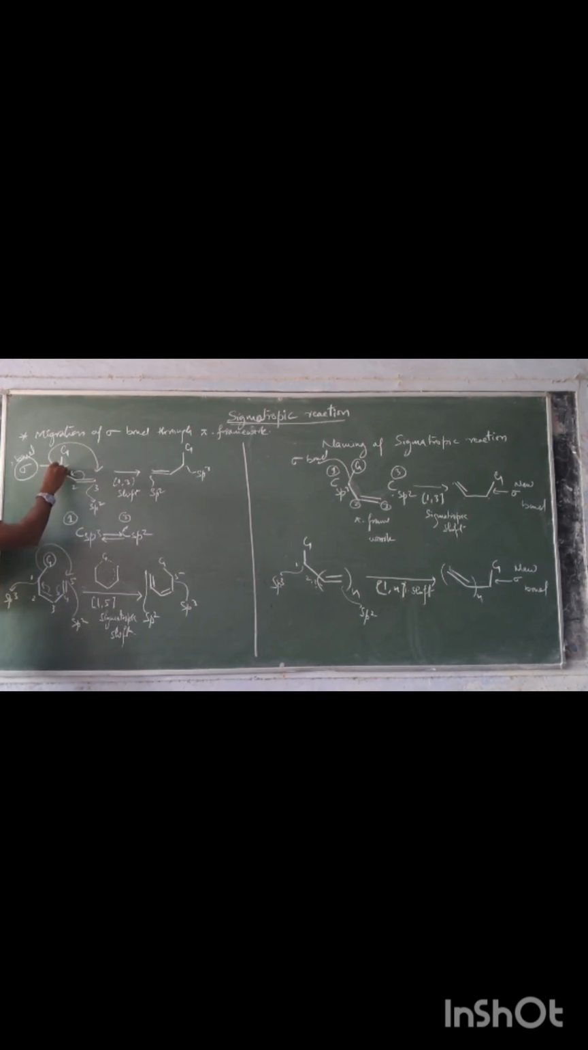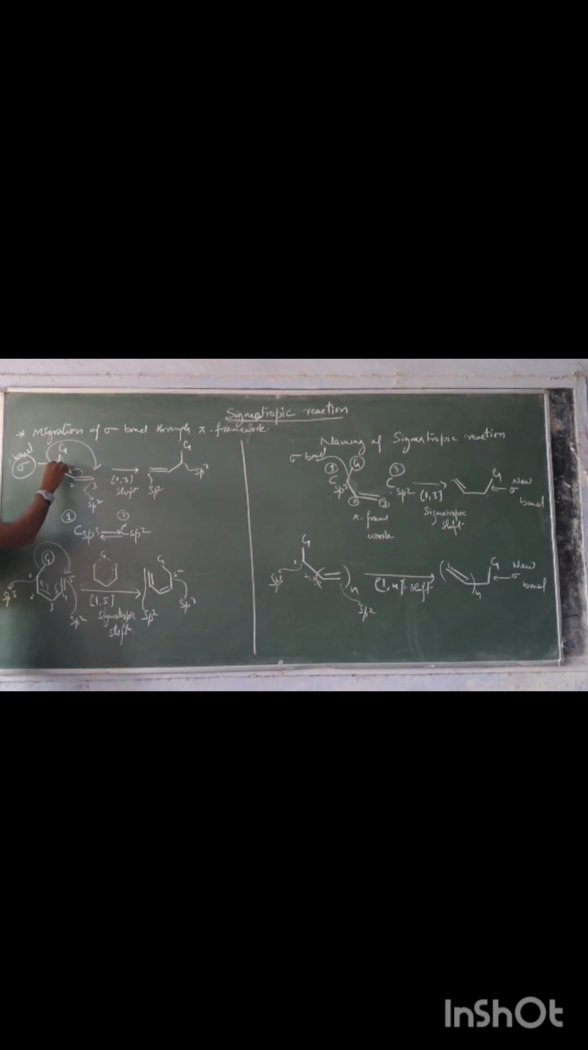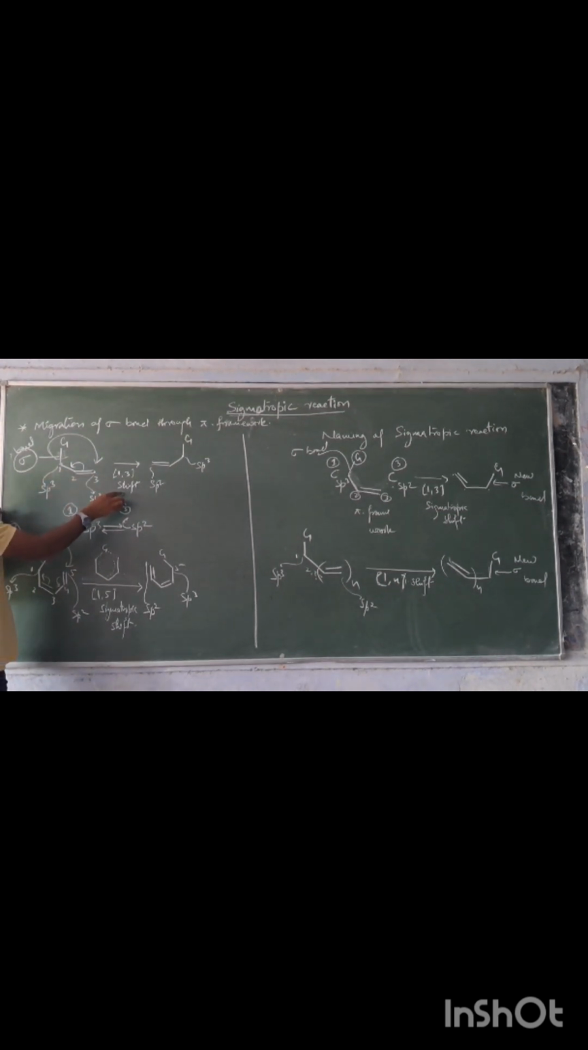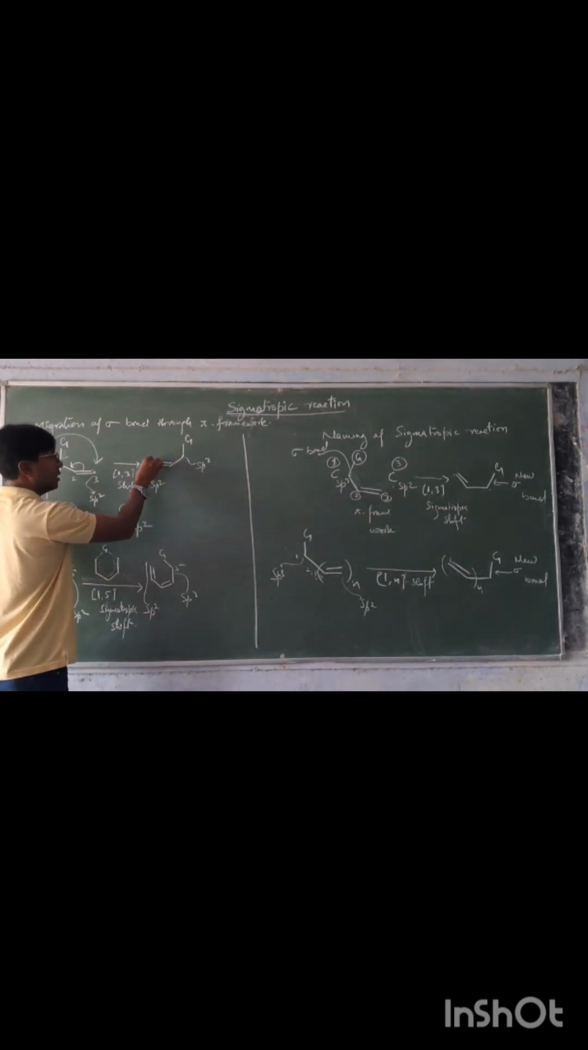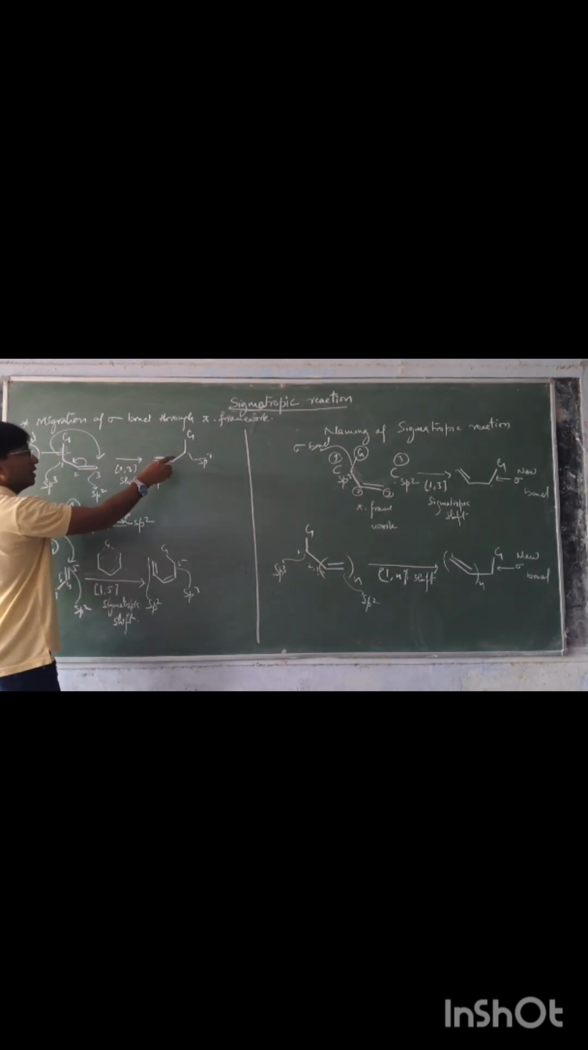I will explain the naming in another part of the video. Here the group attached at position number 1 goes to position number 3. Therefore we are calling it a 1,3 sigmatropic shift. In the product, the bond which was single becomes double. The migration of this pi bond and the migration of the sigma bond give this.